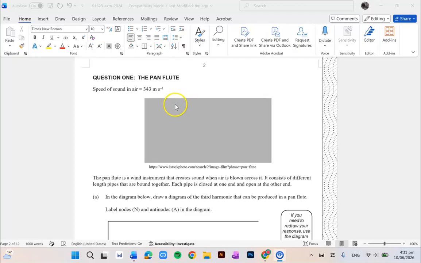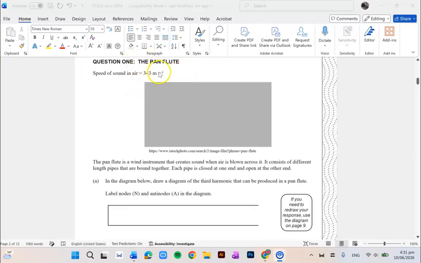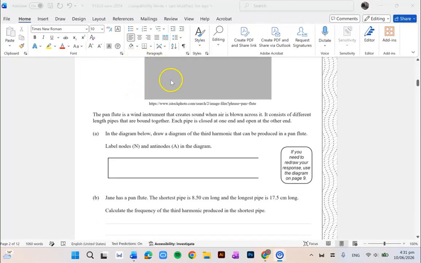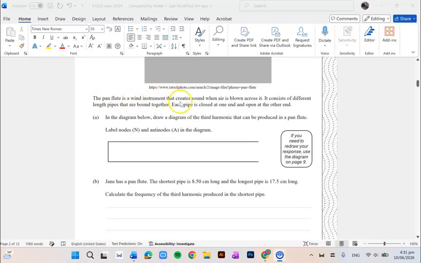Today we're going to go over question 1 of a paper on standing waves, and then in another video I'm going to go over diffraction and interference. Okay, so question 1, we've got a pan flute. It's a wind instrument that creates sound when air is blown across it. It consists of linked pipes that are bound together.